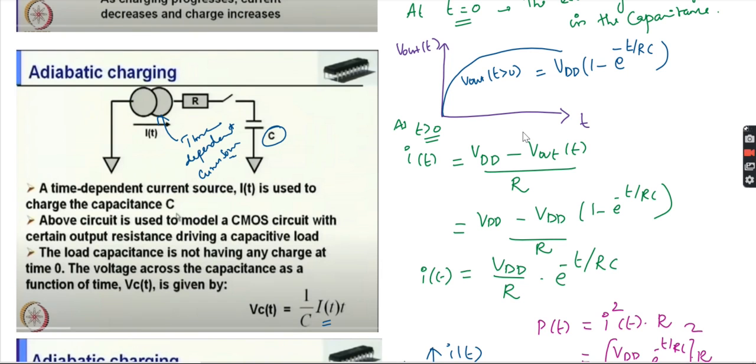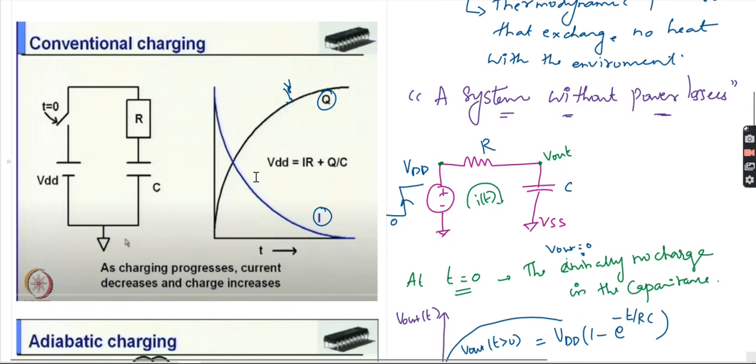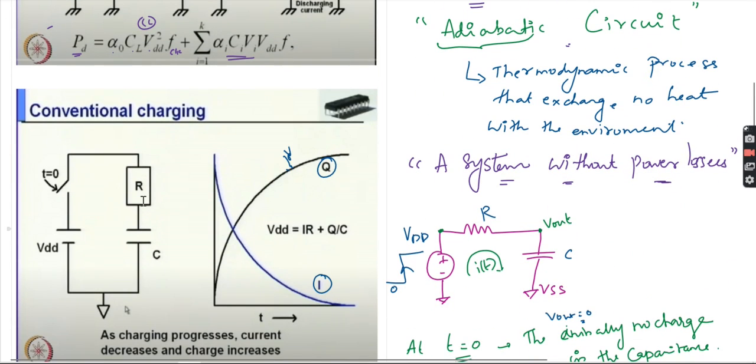Similarly, even here we have seen the same circuit. This is the simple concept I have shown, that energy dissipation is independent of R. Now we can see the adiabatic charging. What we showed before is the conventional charging. Normally, at time t equal to 0, the switch is open and the capacitor is not charged. When the charging progresses, the current decreases and the charge increases. That is, when t is greater than 0, the current decreases and the charge increases.